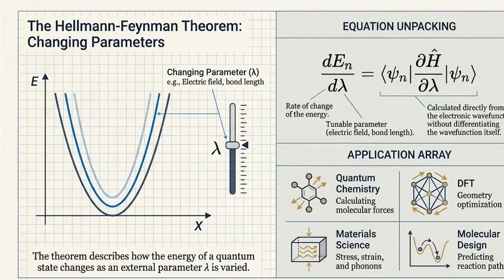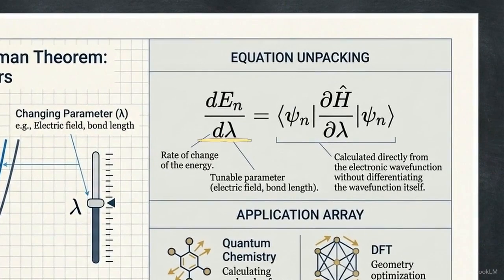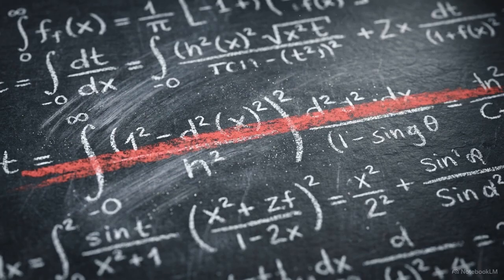The Hellmann-Feynman theorem shows how a quantum state's energy reacts as the parameter lambda is continuously varied. The energy's rate of change equals the expectation value of the Hamiltonian's rate of change. This force-like response is calculated directly from the operator's derivative. This provides us with a significant computational shortcut.